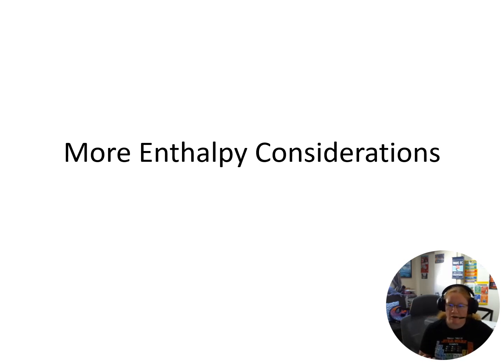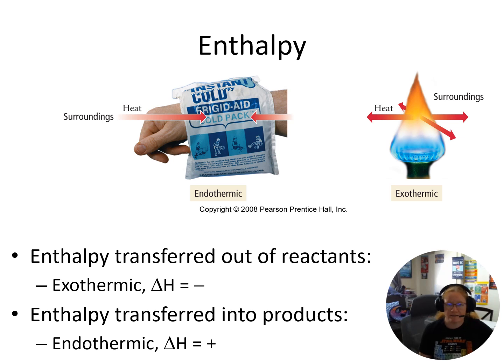Next up, we've got some more considerations of enthalpy to look at. All right, so first, when we look here, enthalpy that's transferred out of our reactants is exothermic, and we get that negative delta H. Transferred into products, we have our endothermic positive delta H. So here's a couple of examples.